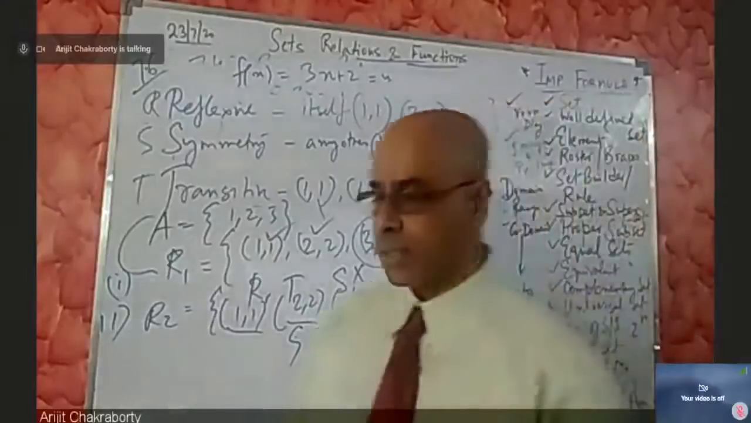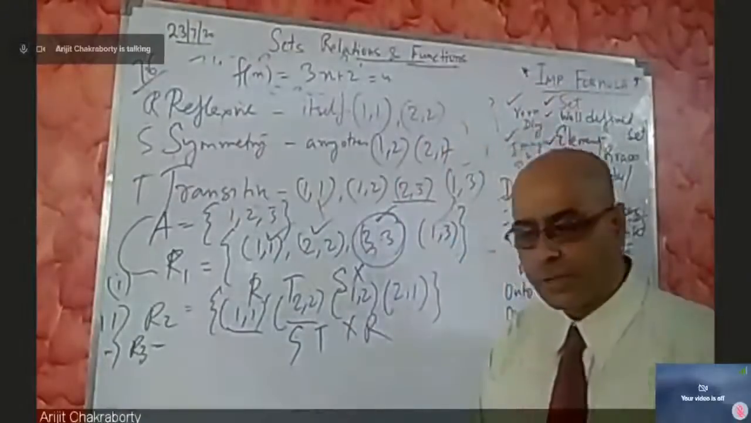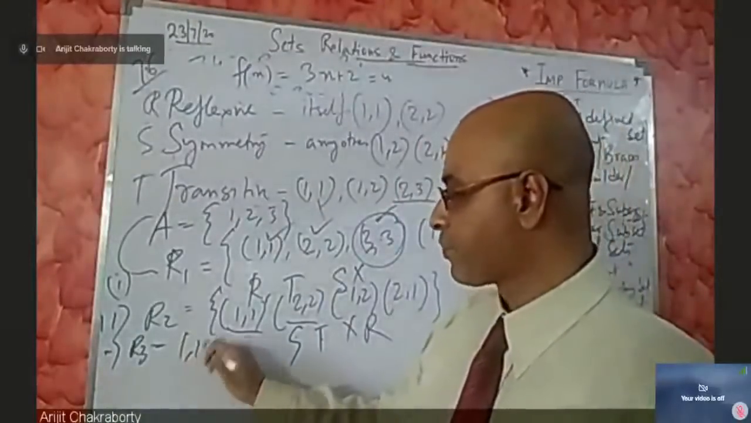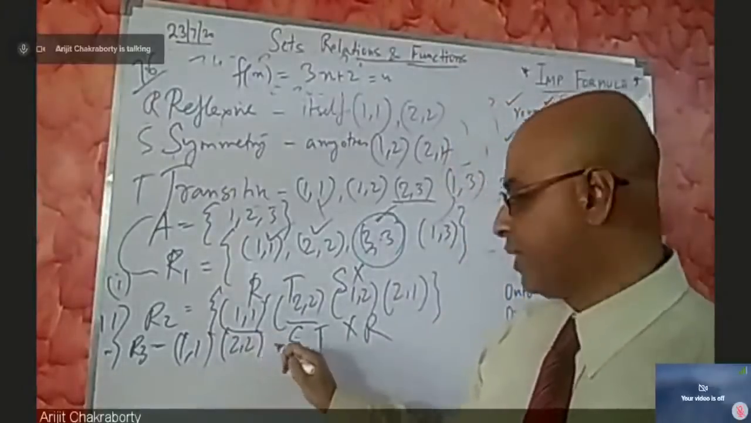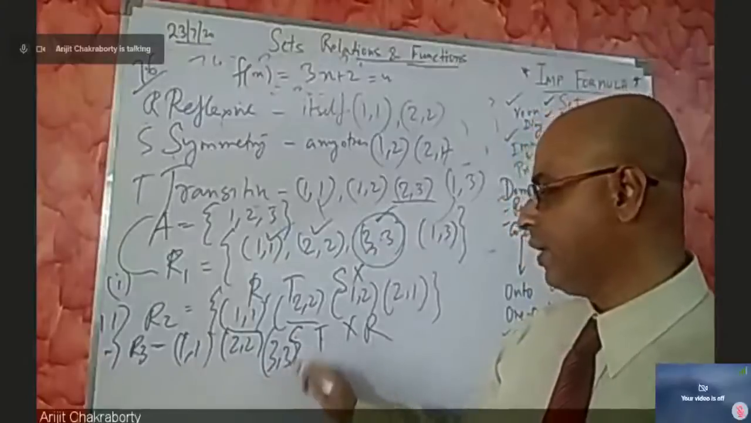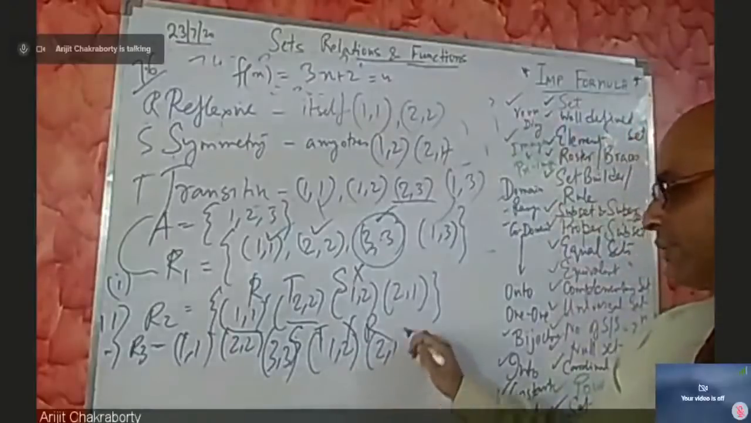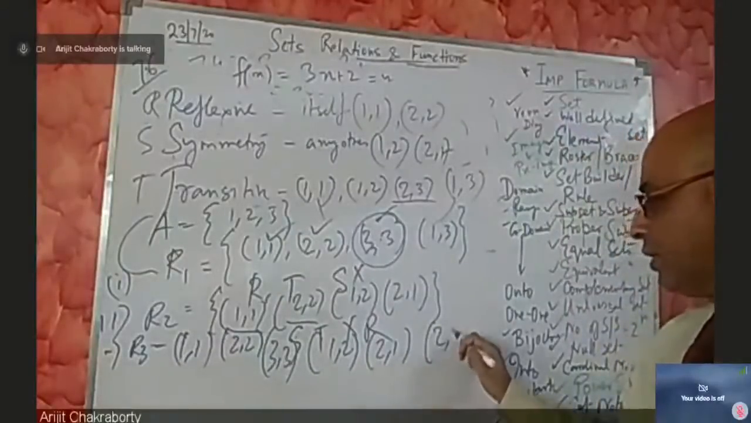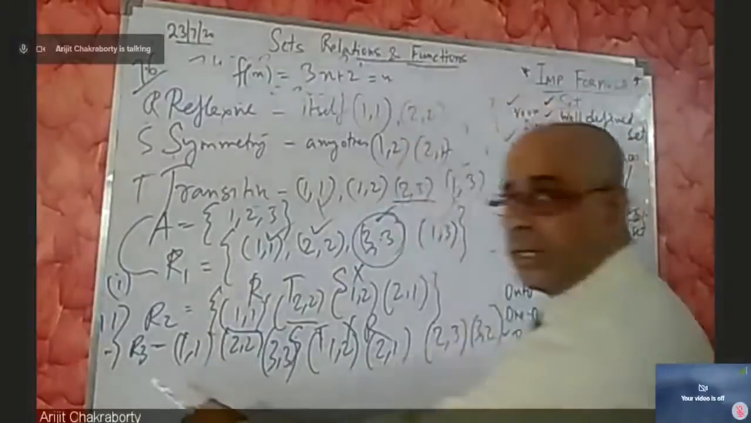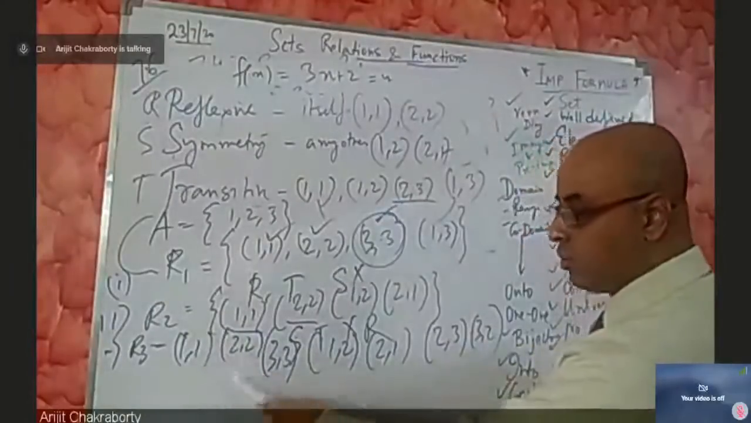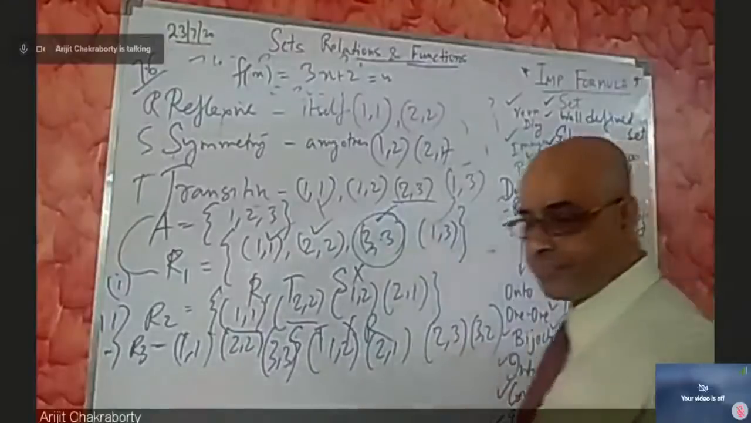And the final case, I will take here R3, and R3 I will write 1,1, 2,2, 3,3, and then it will be 1,2, 2,1, 2,3 and 3,2. A long one. So the R3 set is 1,1, 2,2, 3,3, 1,2, 2,1, 2,3, 3,2.